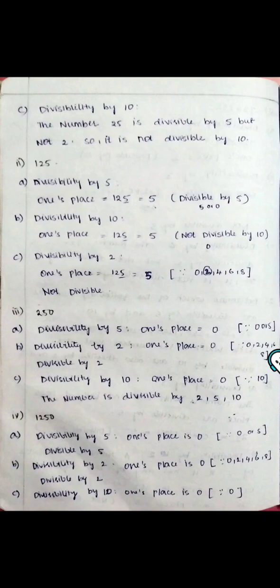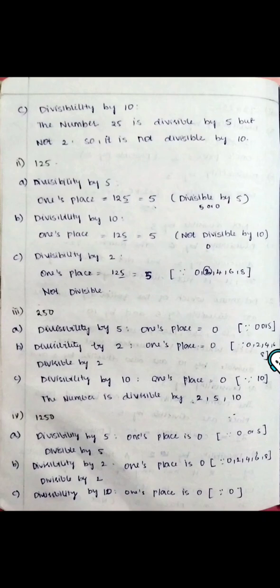The next number is 250. Checking divisibility by 5, the ones place is 0. The rule for 5 is that it should be either 0 or 5, so it satisfies the condition and is divisible by 5. Divisibility by 2: the ones place is 0, which satisfies the condition that it should be 0, 2, 4, 6 or 8, so it is divisible by 2. Divisibility by 10: in the ones place it is 0, so the number is divisible by 10 also.